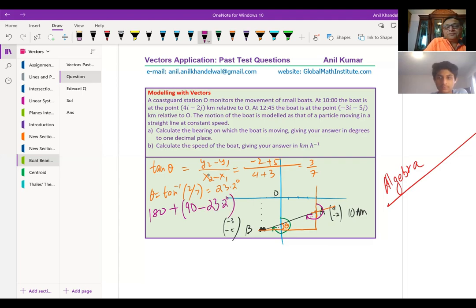Is that clear to you? Yes, sir. Or you could say from 270, I have to take away that value. You could, right? Because vectors can be translated anywhere, right? So this line will be kind of like this. You see that?